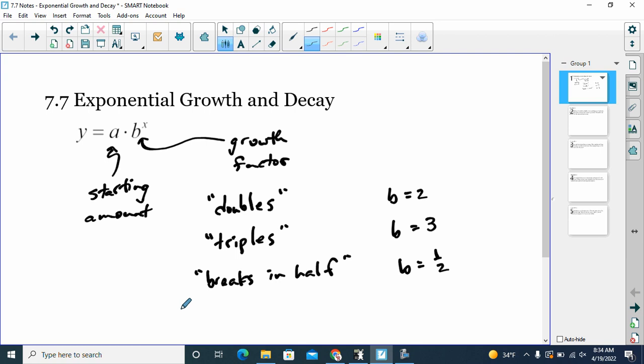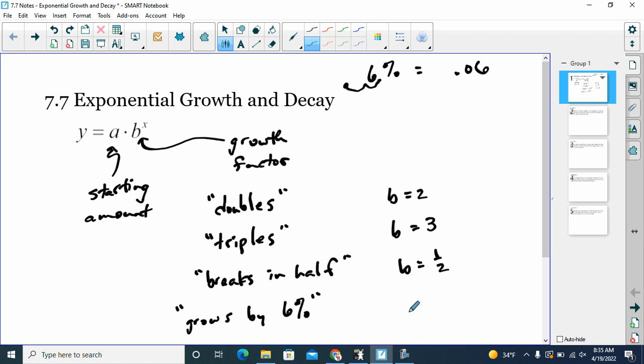Sometimes it's going to grow or decay by a percentage. So if it says that it grows by 6%, hopefully we remember how to change from a percentage to a decimal. All we're going to do is take the decimal point, which is right here, and move it 2 places to the left. If I change 6% to a decimal, I move it 2 places, 1, 2. That's the same thing as 0.06.